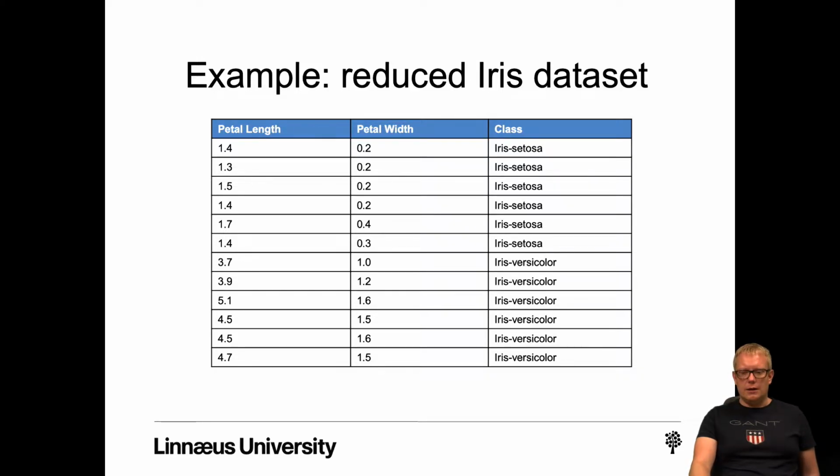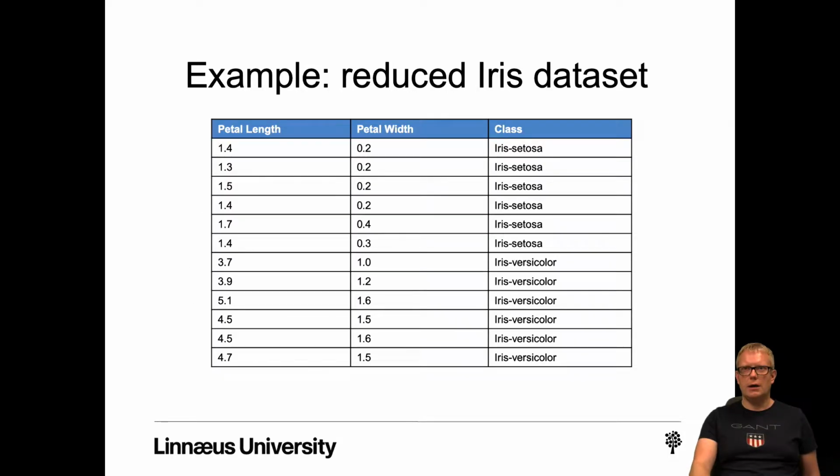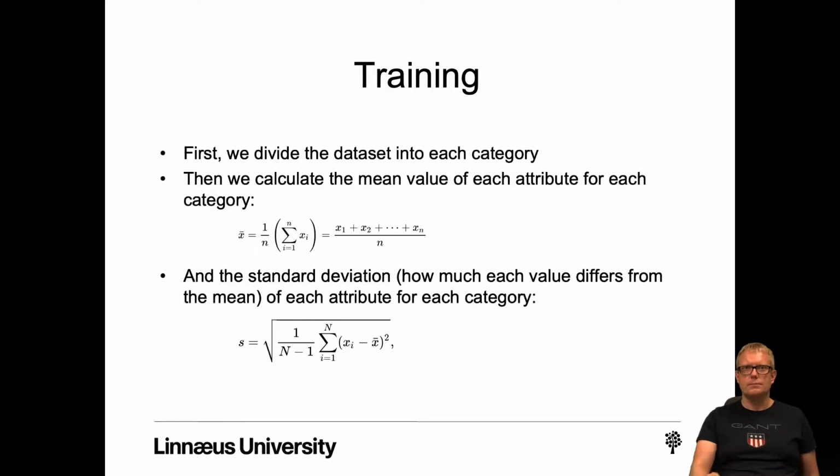So the first step is to train our algorithm on the dataset. The first step in training is to divide the dataset into each category. We have two categories here: the setosa and the versicolor. Then we calculate the mean value of each attribute for each category. So we just sum up the values for the attributes for each category and divide by the number of examples for that category. And we also calculate the standard deviation, how much each value differs from the mean of each attribute for each category.